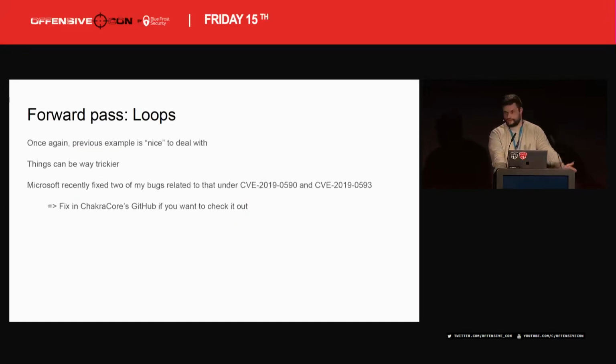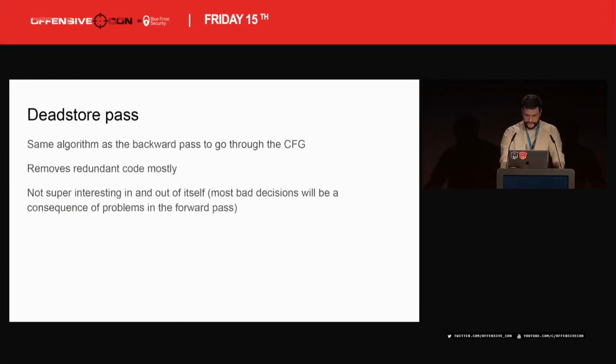So once again, that previous example is super nice to deal with. You don't have complex constructs inside the thing. Things can, of course, be way trickier. And 3 days ago, Microsoft issued the patch for 2 CVEs that are reported and are bugs related to that. So if you look for those CVEs in the ChakraCore GitHub, you will see the patch for those bugs. I don't have time to talk more about it, but if you want to check it out, go for it. Or you can ask me questions after the talk.